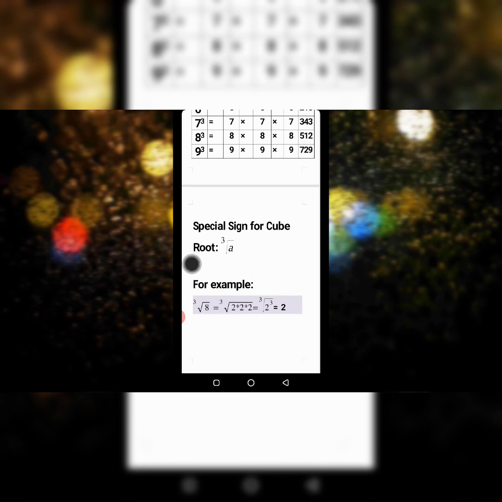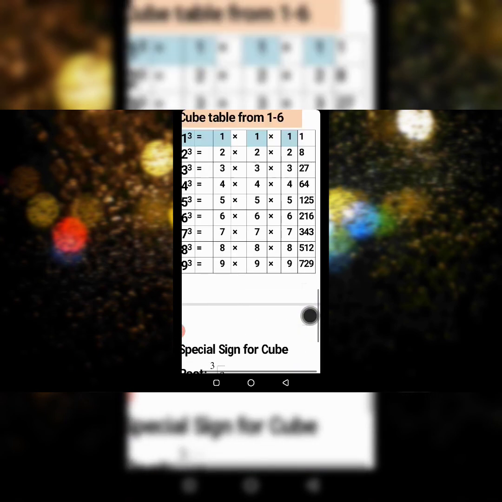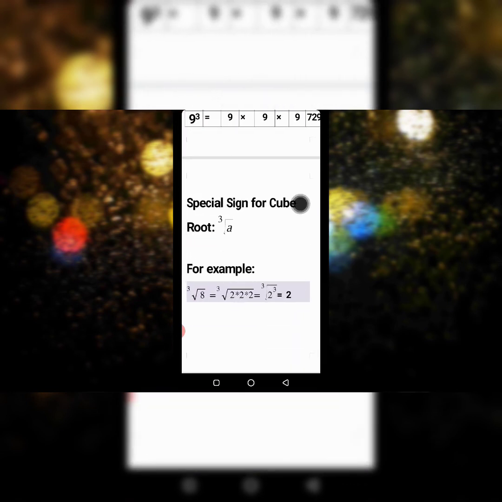Now the sign for the cube root. The cube root has a special sign, that is this. We have the root sign with the power 3, and when there is a power 3, that means there is a cube. Now look at the example of a cube root. We have the cube root of 8. Look at the symbol 3, which represents the cube root. 8 is a perfect cube of 2, as we just saw in the table. So the cube root of 8: 8 is the perfect cube of 2. Now this cube root and cube undo each other, and we get the answer 2. That is all on the concept of square root, cube and cube root.